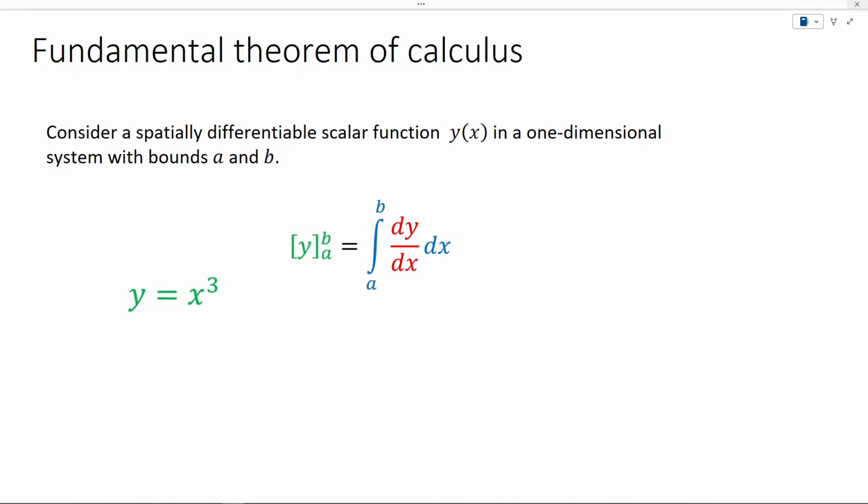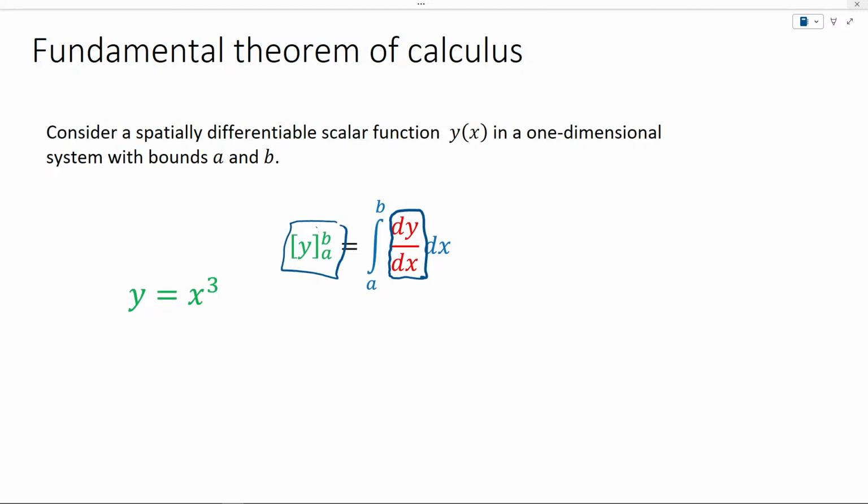So I have a function, y of x from a to b, and what the fundamental theorem of calculus is telling me is, if I take the derivative of this function and integrate it, I will get my function back. Does this make sense? Let me repeat again. This is a function. What's the fundamental theorem of calculus?